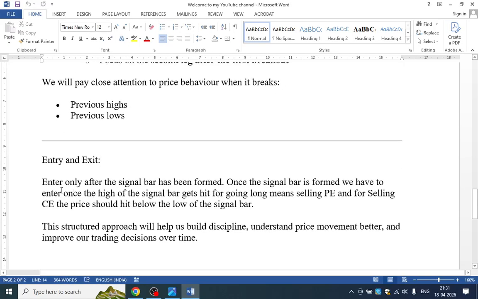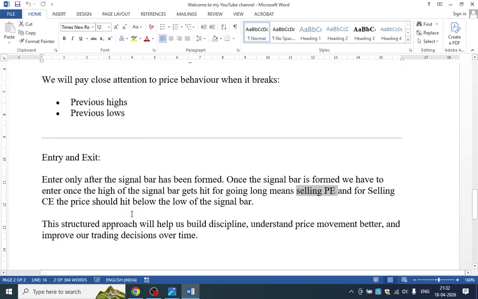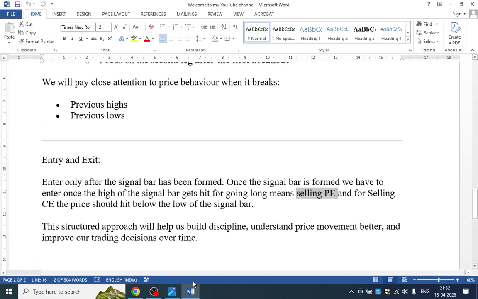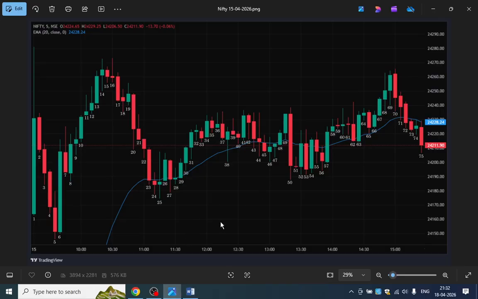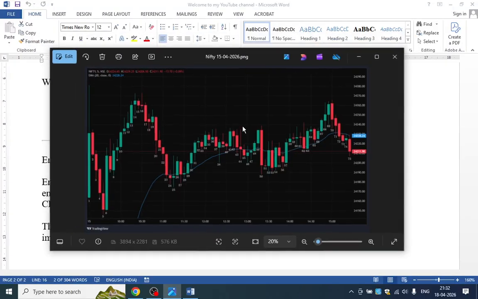My entry system is, once a signal bar has formed, if I'm going long, meaning selling PE, I will only sell once my signal bar high is hit, and then I will enter. And for shorting, meaning if I want to sell CE, once the low of the signal bar is hit, I will take the trade. So this is my approach, and let's go to the day and what I traded.